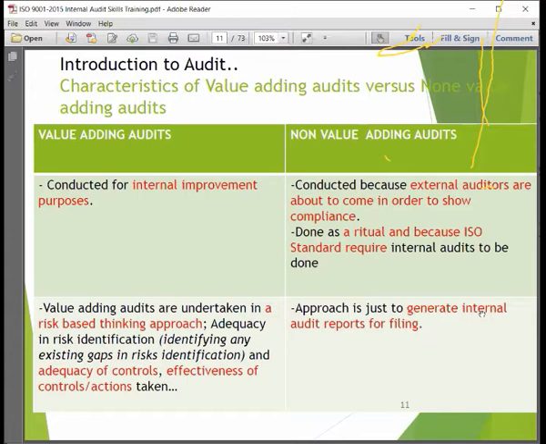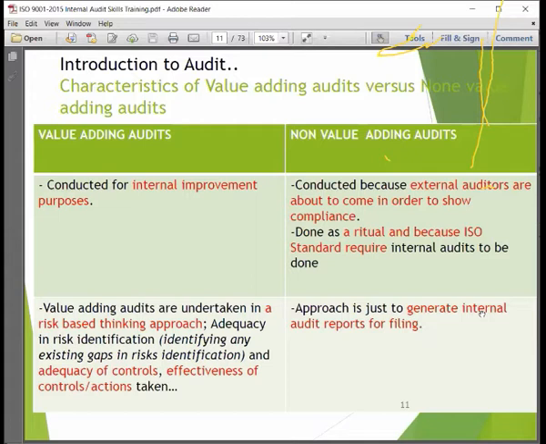However, on the contrary, the non-value adding audits approach is just to generate internal audit reports for filing. So you have been given a job, you are an auditor, go, whatever you are going to do, a report, we file it. External auditor comes, oh, there is a report here, okay. But that will not be doing good to ourselves. We have invested a lot, even in these projects. We continue to invest more, and we need to get value of what we have invested.